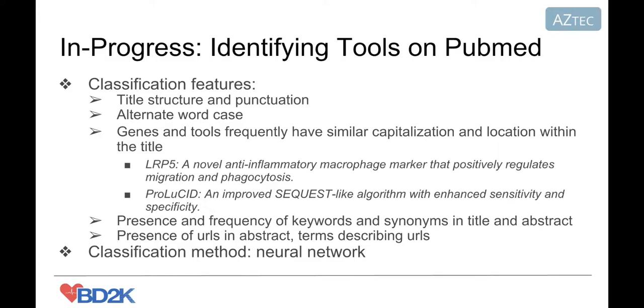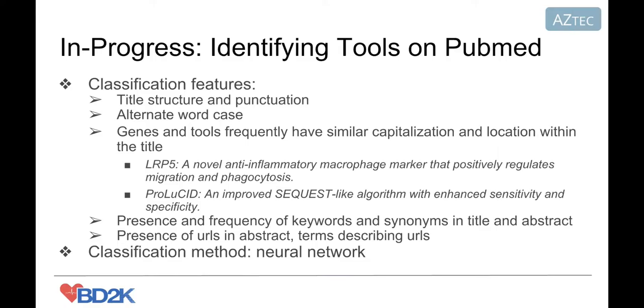So here are some examples of publication titles. You can see the ProLucid title, the word ProLucid and also the word SEQUEST both stand out because SEQUEST is in all caps and ProLucid has an alternating camel case. Also many tools share the same type of sentence structure and punctuation. So you have a short phrase followed by a colon, followed by the remainder of the title. So we can look at the length of the primary title before the colon and compare it to the length of the subtitle after the colon.